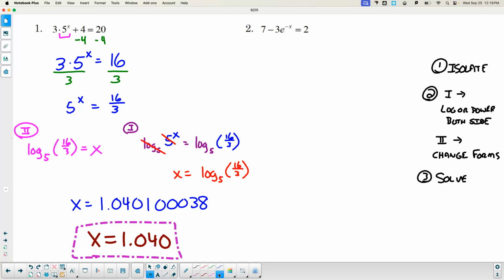We should plug it back in and check it just to make sure. So I'm going to take 5. Luckily, all these calculators have the answer key. I'm going to take 5, and I'm going to raise it to that answer, not just times that answer. Then I'm going to multiply it by 3. Then I'm going to add 4, and I better get 20, and 20 in fact is what I get. If I took the rounded version, I would say 5 raised to the 1.040, then I would multiply that by 3, then I would add 4 to that, and I would get 19.997. But that's rounded, so that's close enough for me.